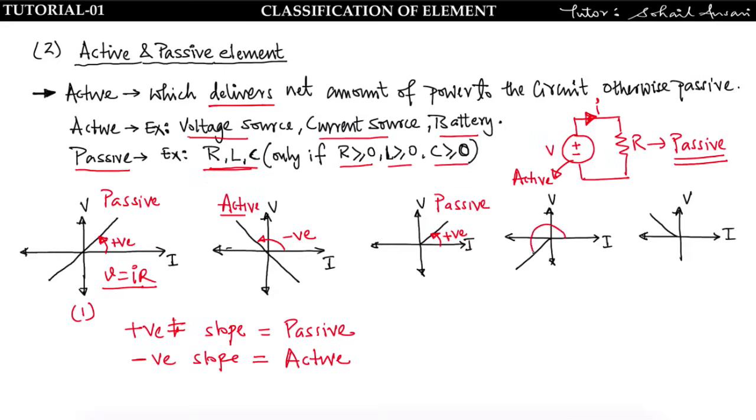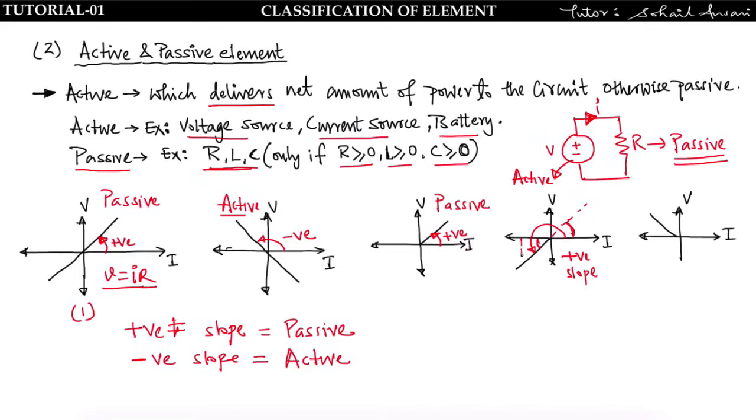This is having positive slope, not negative. If you calculate the value of the angle, slope is nothing but tan theta, measured from the axis. If you extend this, then you will get positive slope, right?